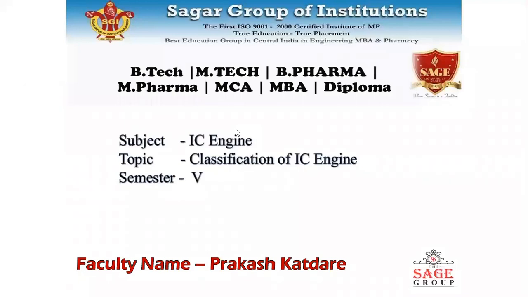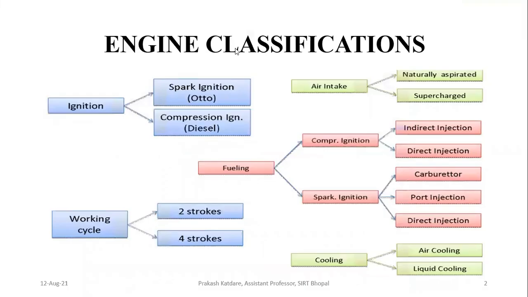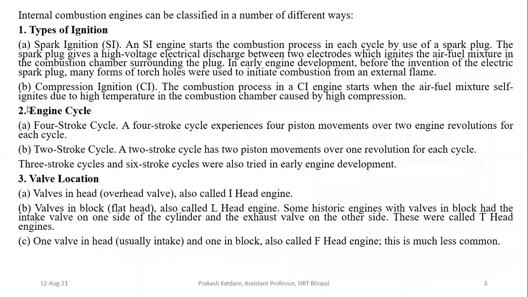So in the last class, we just started classification of IC engine, and we have seen two types. The first classification we have seen in our last lecture was on the basis of ignition. That is, it may be a spark ignition IC engine or a compression ignition IC engine. Today we will see some more types.